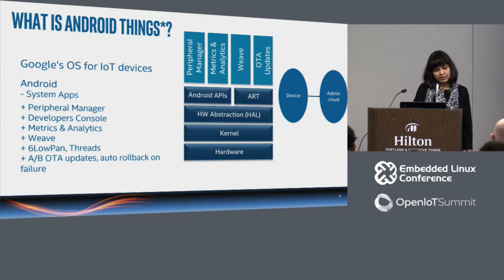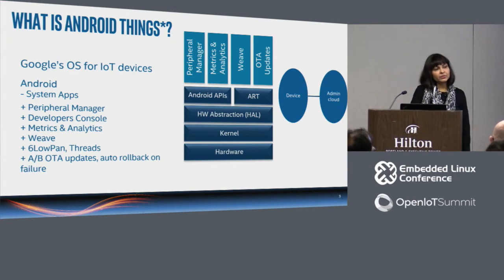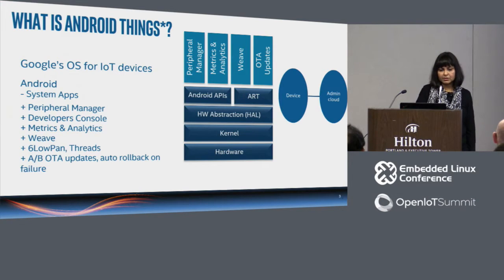The key functionality is Peripheral Manager, which allows for apps to interact with the sensors and actuators through APIs and industry standard protocols like GPIO and I2C. A developer's console, which helps register the device and control it. Metrics and analytics for monitoring and maintaining the health of your fleet of devices. Weave, which is an open secure communication protocol between the device and the cloud. 6LoWPAN and Thread, low power network protocols. It also supports A/B style OTA updates, which allows for the update to happen on an alternate partition and features a rollback on failure and also less downtime on an update.